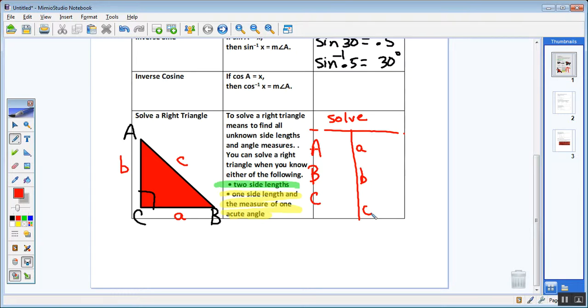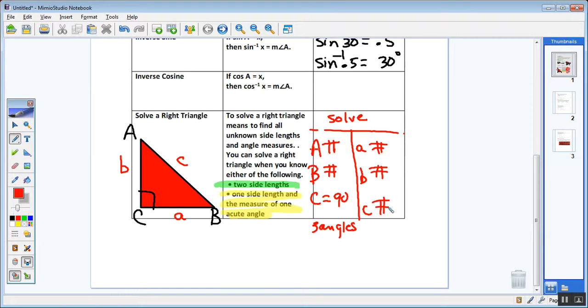6 of them, okay? You're going to have 3 angles that we're looking for. One of the angles will always be what, since we're solving right triangles? We know C is 90. This will be some number. This will be some number. And then for sides, we're going to have to find all sides. These are going to be some number.